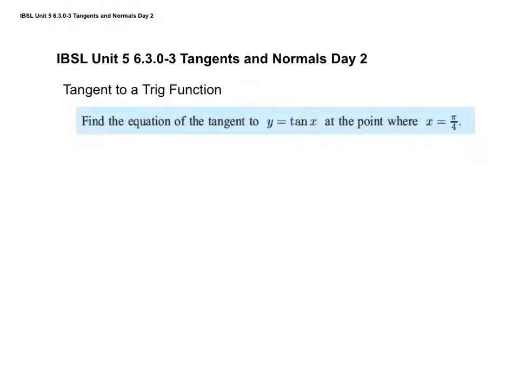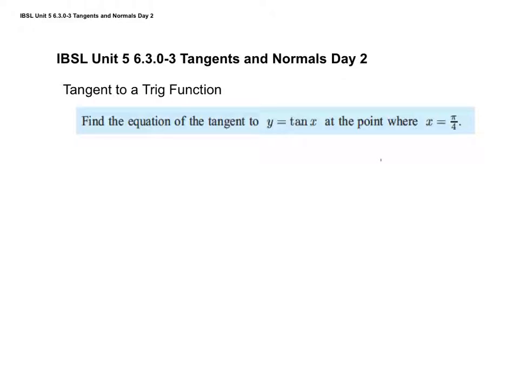So here's the type of problem that we were facing in the last lesson. It's just a basic find the equation of the tangent line. Okay, so we're finding the equation of the tangent to the function y equals tangent of x at the point where x equals pi over 4.